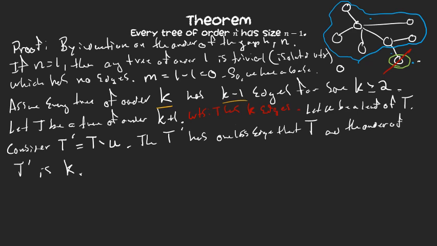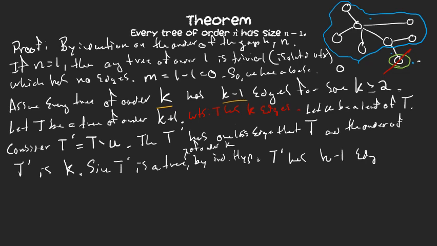It's k. Since t prime is a tree of order k, our induction hypothesis tells us that t prime has k minus 1 edges. Hence, look at what we know now. We know that t prime has k minus 1 edges and it has one less edge than t. So how many edges must t have?